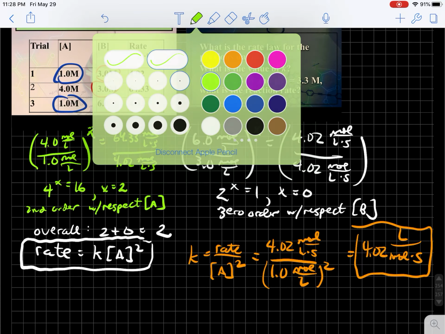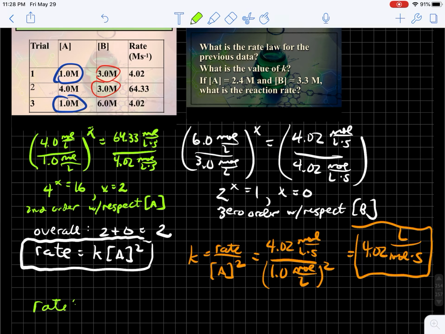And then lastly, they want us to substitute in some new values. So rate equals 4.02 times A squared, 2.4 moles per liter squared, but we don't care about B being 3.3 molar because B has no effect on the reaction. So 2.4 squared times 4.02, I get a rate of 23.1552, so 23 moles per liter seconds.